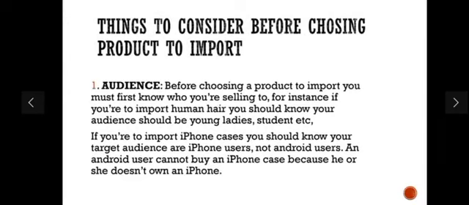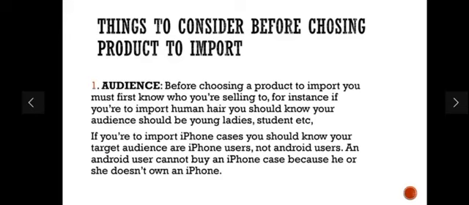Now, the things that you need to consider before choosing products to import. Before you choose a particular product that you want to import, what are the things that you need to have in mind? First of all, your audience. It is very important. Before choosing a product to import, you must first know who you are selling to, which persons you want to sell this product to, which persons will be willing to buy this product. You should have this in the back of your mind. For instance, if you are to import human hair, your audience should be young ladies, students, or women, and you should know that the persons you are targeting should be able to afford it.